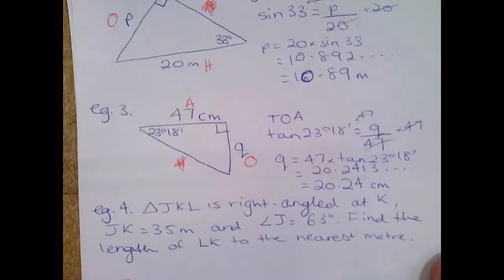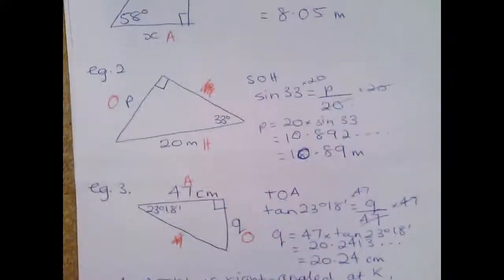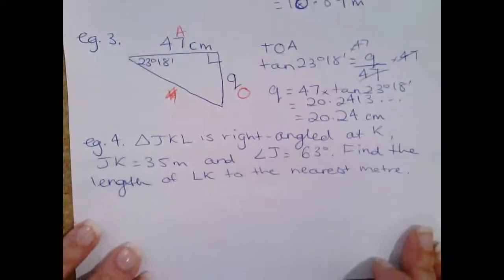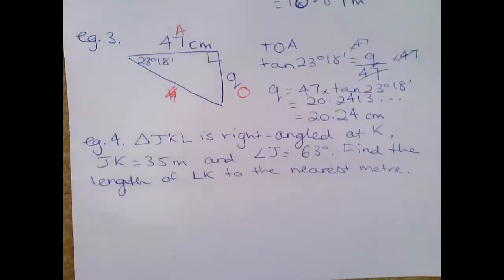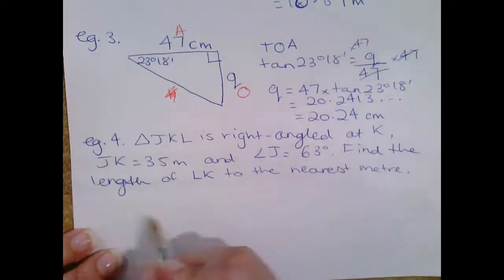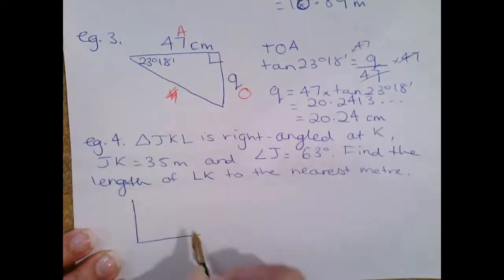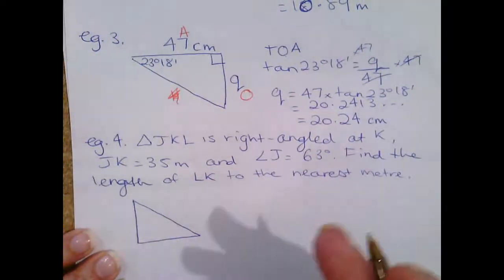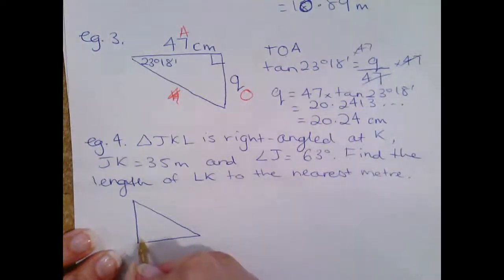Now, it won't always be that they'll give you a picture. Sometimes they'll give you a sentence or a real life scenario and you have to draw a picture to match that, which can be the trickiest part. So we've got a triangle JKL is right angled at K. So before I even go and read the rest, I'm just going to draw a right angled triangle.